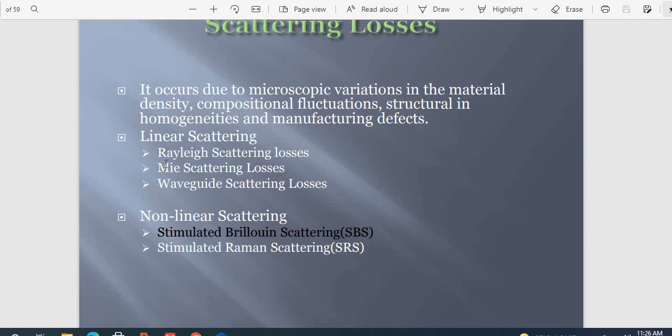So the linear scattering occurs due to Rayleigh scattering losses, Mie scattering losses, and waveguide scattering losses. These are three losses you'll get, students. That is linear. Non-linear, students, is because of stimulated Brillouin scattering and stimulated Raman scattering. Because of all these parameters, you may get that particular scattering effect. Based on that, you may get the scattering losses.